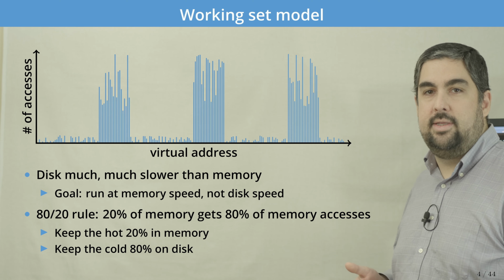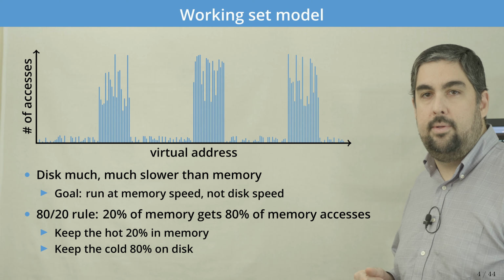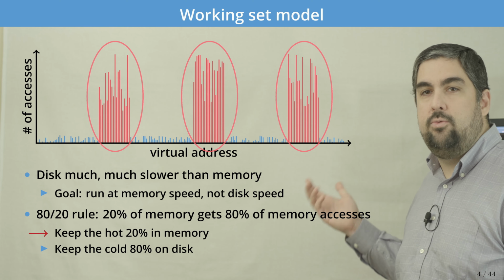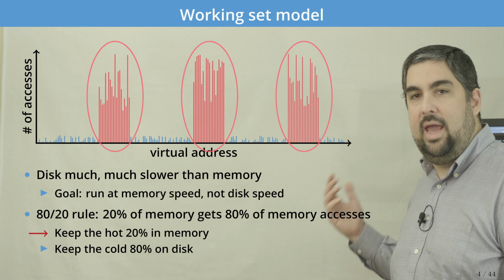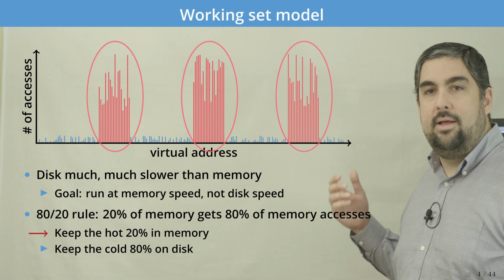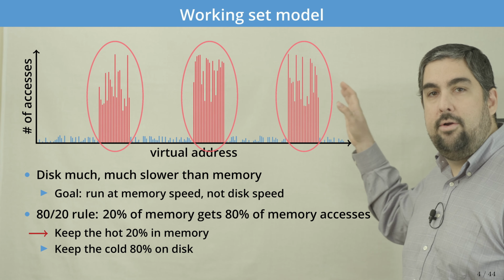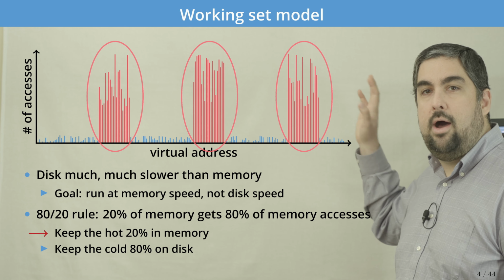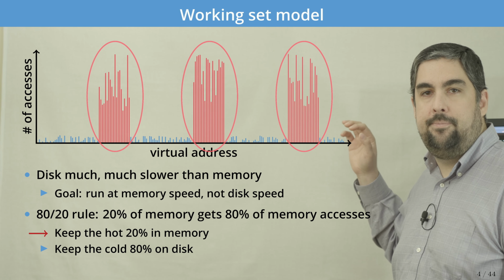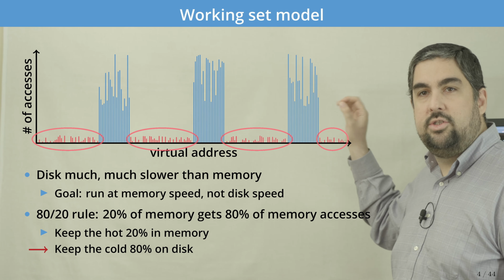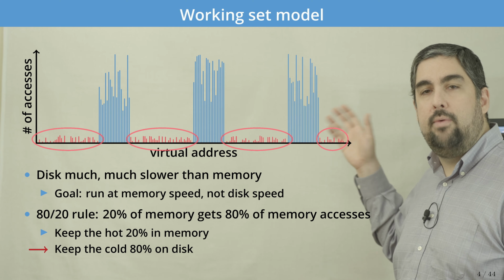So the way that we address this is roughly using the 80-20 rule that I mentioned last time. What it says is that roughly 20% of memory gets about 80% of the accesses. The remaining 80% of memory is getting a small amount of accesses, roughly the remaining 20%. So if we see in this diagram here, we have these hot regions that represent a small fraction of memory, roughly 20%. And the remaining smaller bars make up the majority of memory, but are relatively cold.